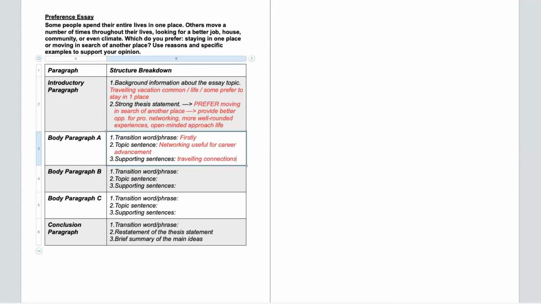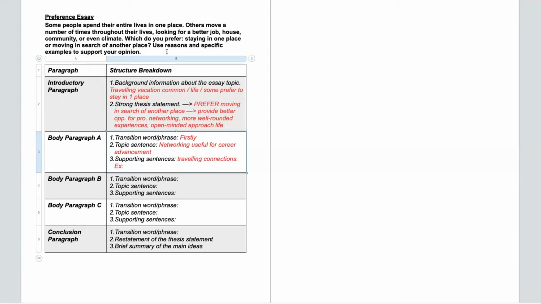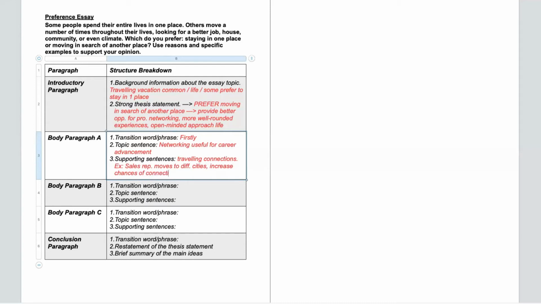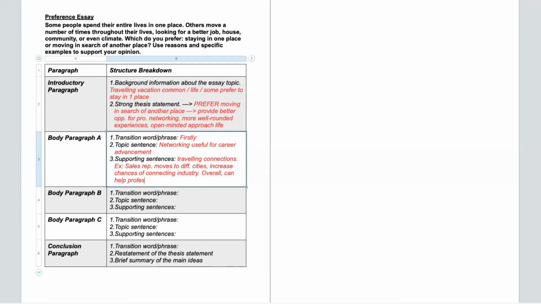And I want to give an example because remember, you want to use reasons and specific examples. So I'm going to talk about a sales representative just because that is a job that usually requires a lot of travel. So I'm going to say a sales representative moves to different cities, and this will increase the chances of connecting with people in the industry. And so basically, I'm just going to talk about how this overall can help professionals create connections. And there you have it. That is your body paragraph A.